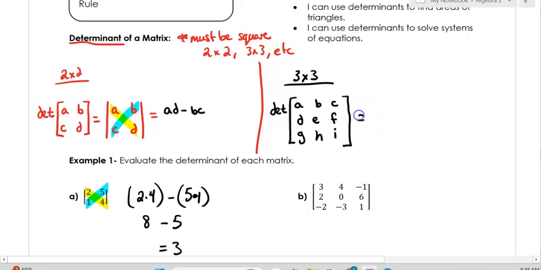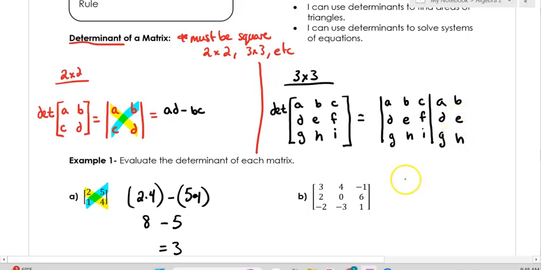When we find the determinant, once again, they can write determinant, or they can put it in what kind of looks like absolute value brackets. It's really not, just these vertical lines. So how you do it with a square matrix: you start by rewriting the first column and the second column out to the right side. The first column is A, D, G, and then B, E, H. So you just write them out to the side. Honestly, it's very similar to a 2 by 2. There are just a few extra steps.